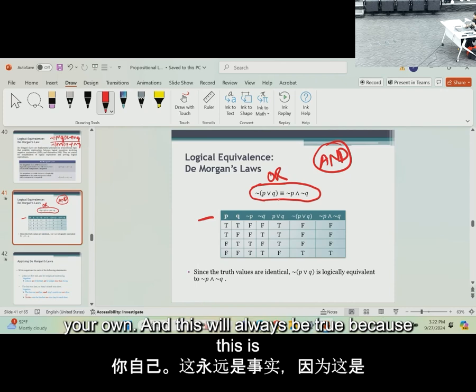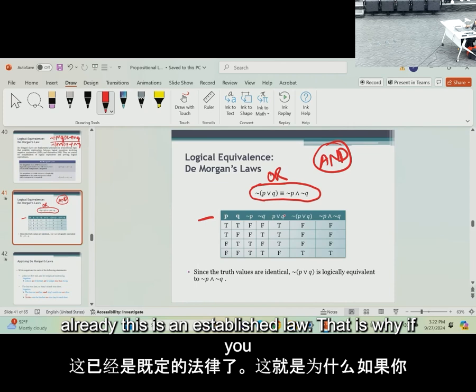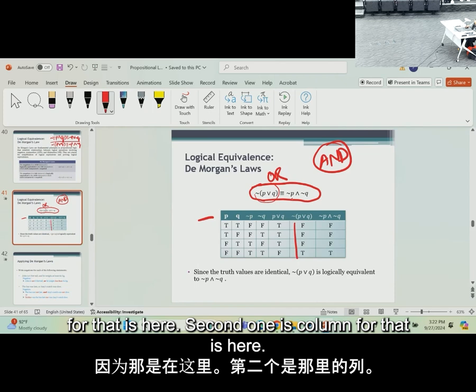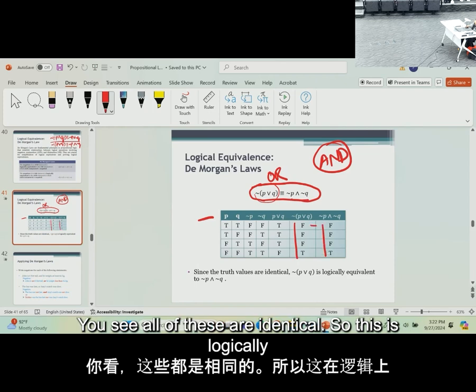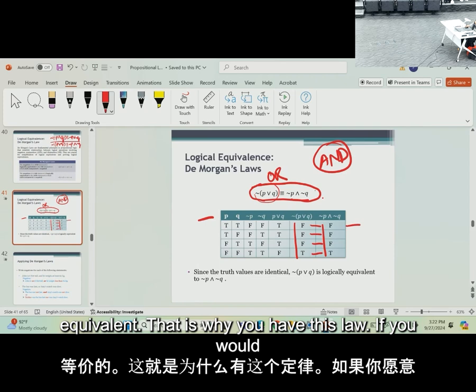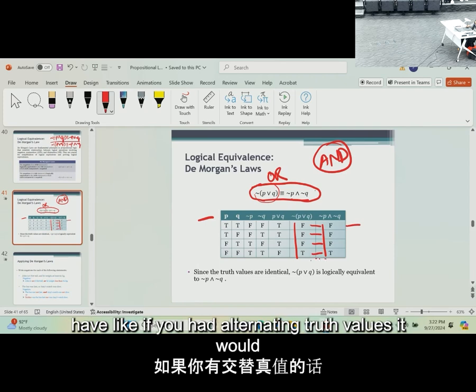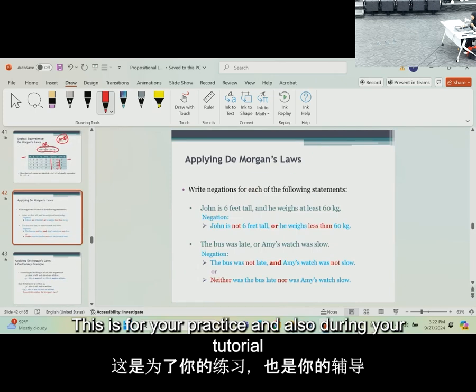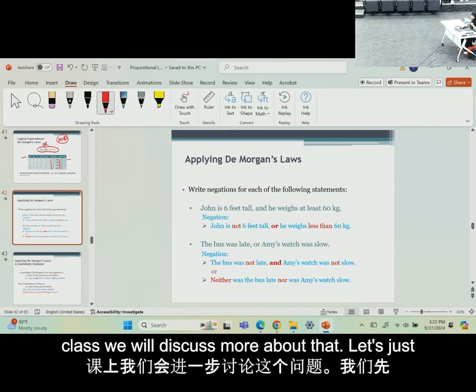And this will always be true because this is an established law. That is why, if you see over here, the column for the first compound proposition is here, and the column for the second one is here. You see, all of these are identical, so this is logically equivalent. That is why you have this law. If you had alternating truth values, it would not be true, so it would not be a law. This is for your practice, and also during your tutorial class, we will discuss more about that.